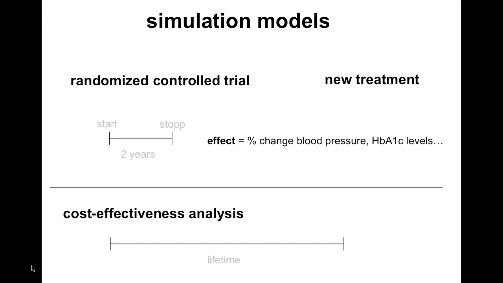Secondly, the effect outcome in randomized controlled trials is what is called a surrogate outcome, for example effect on blood pressure or blood lipid levels. Whereas in cost-effectiveness analysis, we want to have the effect measured in QALY. To get around these problems, simulation models with risk equations and extrapolations of data are used.